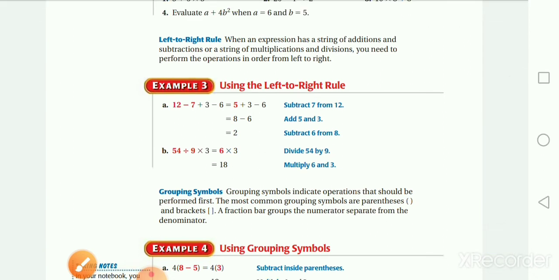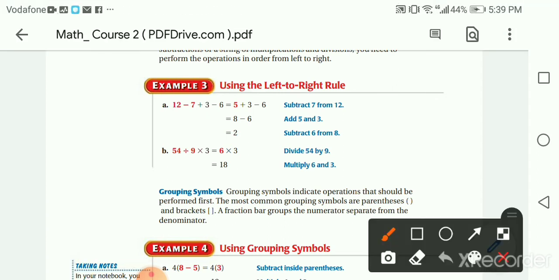Okay. 12 minus 7. Okay, let's see this and open our eyes again. Every time I want to open my eyes. 12 minus 7 plus 6 minus 3. Okay, what should I do? Using the left to right rule. This is a rule. Left to right.